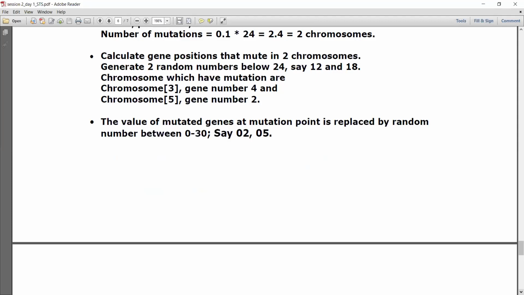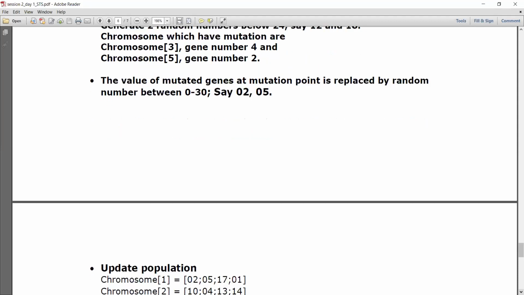You just imagine a matrix, 6 rows, 4 columns. Close your eyes and imagine a matrix with 6 rows, 4 columns. You tell me which row and column will be pointed to for 12 and for 18. Naturally, for the 12th position, chromosome 3 is selected with gene number 4. And for random number 18, naturally it falls under the 5th chromosome at gene position 2. So now we have selected 2 positions at 2 chromosomes, chromosome 3 and chromosome 5, gene numbers 4 and 2.